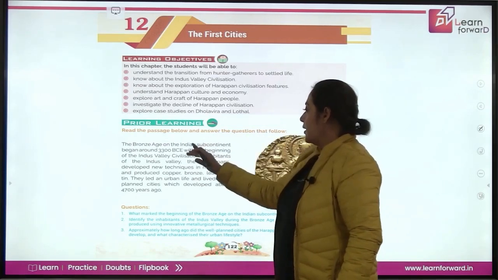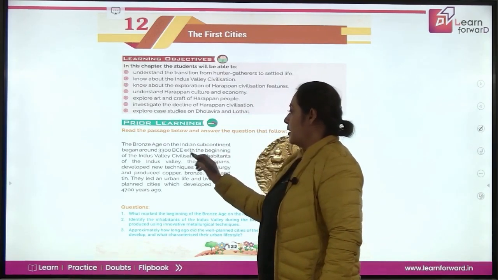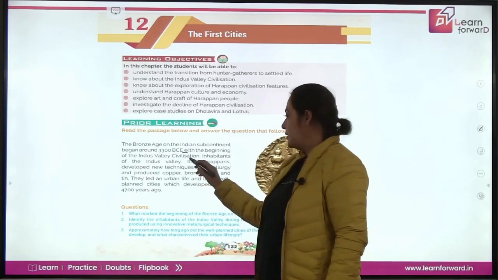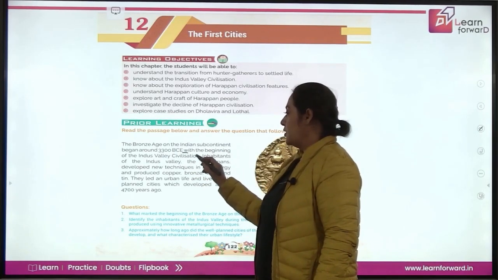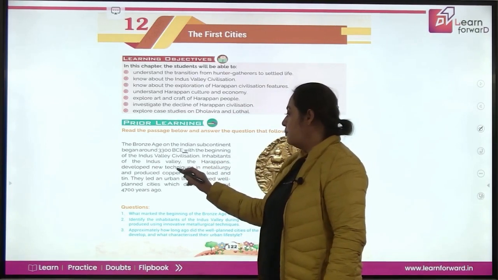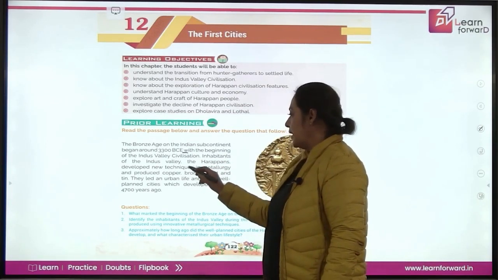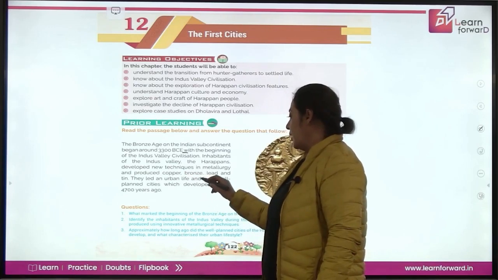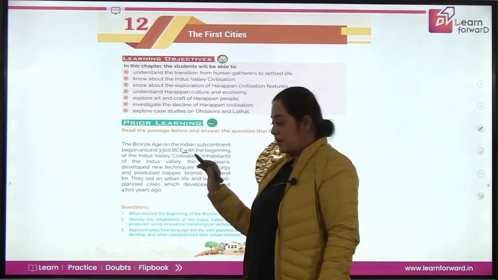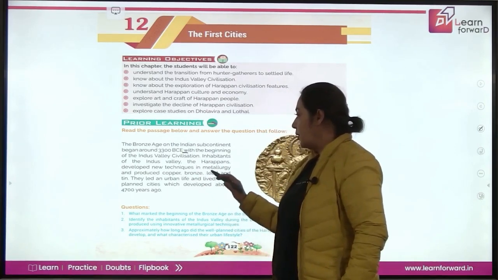The Bronze Age on the Indian subcontinent began around 3300 BC with the beginning of the Indus Valley civilization. The inhabitants of the Indus Valley produced copper, lead, and tin. They led an urban life and lived in well-planned cities which dated about 4700 years ago. So let's understand about the origin.